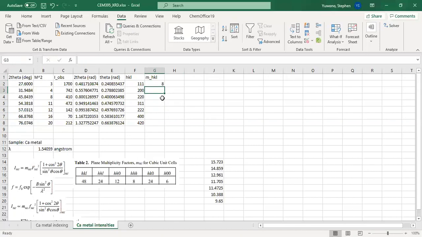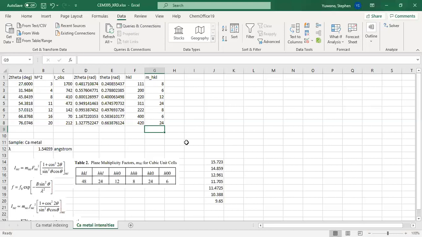Going by the same principle, and knowing that the negative of 0 is 0, we can check table 2 for each of these HKL values and get the MHKL. In this case, 200 is an H00 type plane, so it's going to be 6 multiplicity. 220 will have 12. 311 will have 24. 222 will have 8. 400 will have 6, and 420 will have 24.